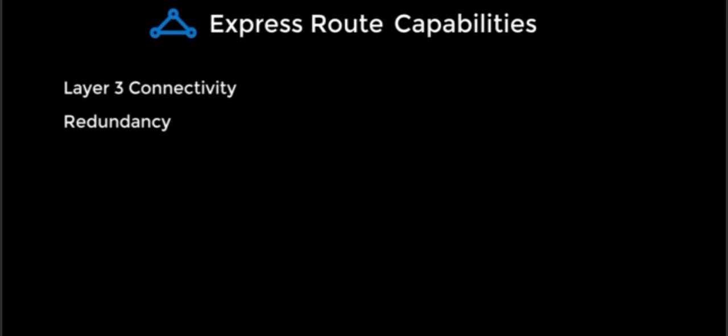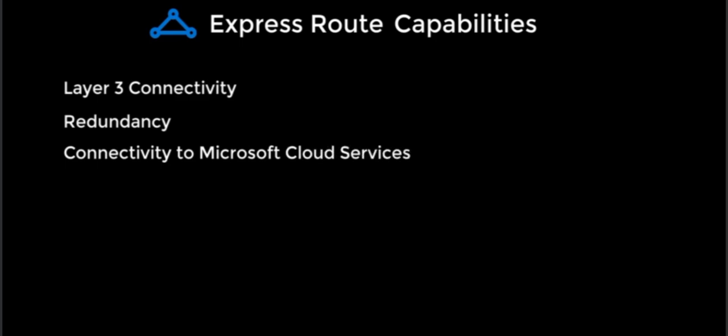ExpressRoute connections enable access to services like Microsoft Azure services, Microsoft Office 365 services, and Dynamics 365. Office 365 was created to be accessed securely and reliably via Internet. So ExpressRoute requires Microsoft authorization.